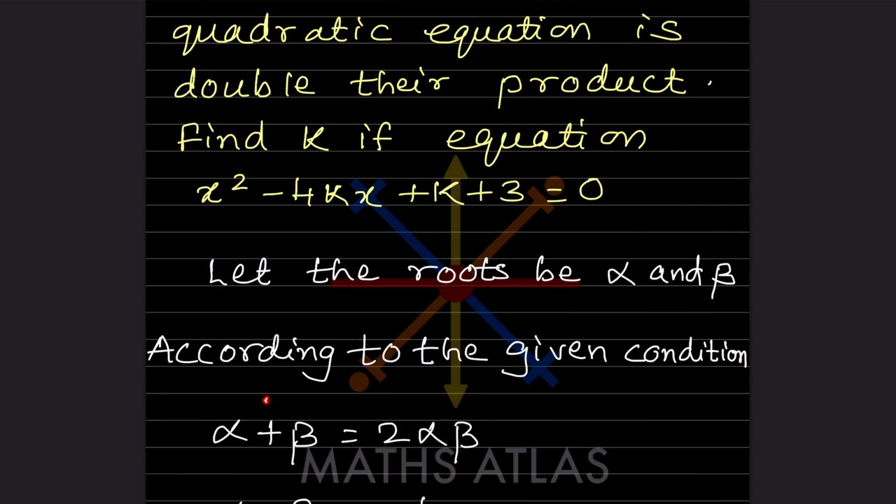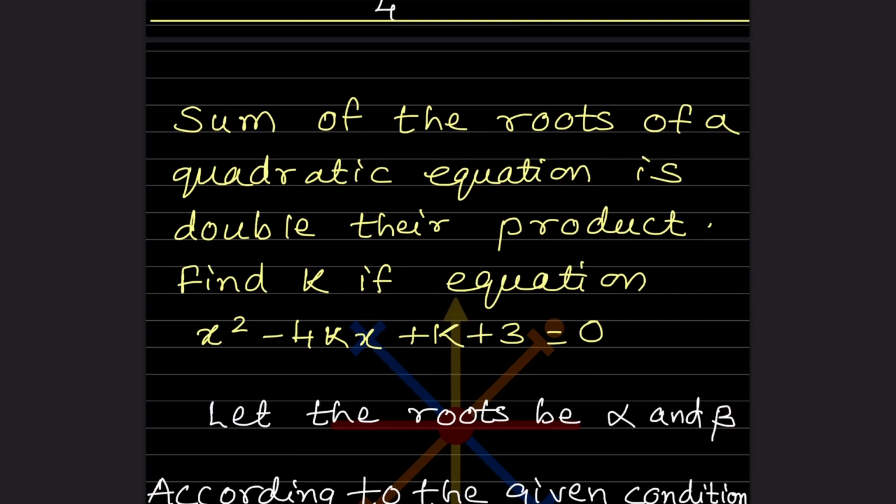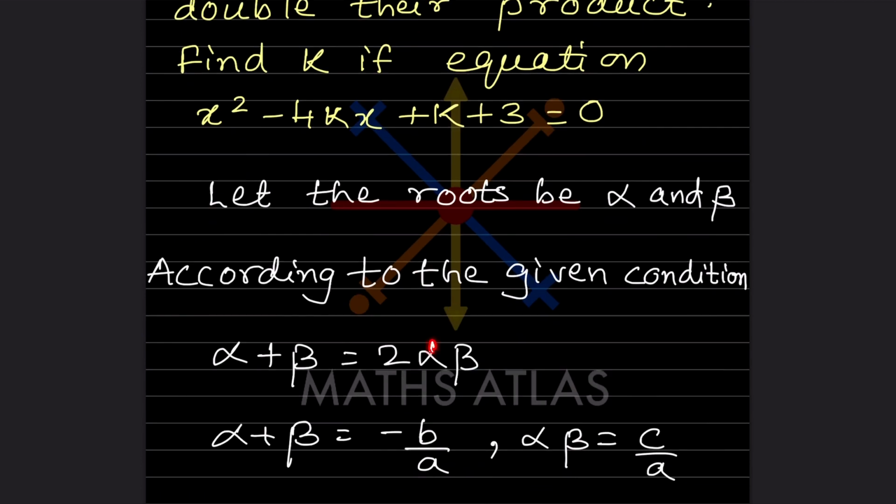Sum of the roots means alpha plus beta. What is given? It is double the product. What is the product of the roots? That is alpha beta. Hope you got this one. So the sum of the roots is double, meaning 2 times, the product.